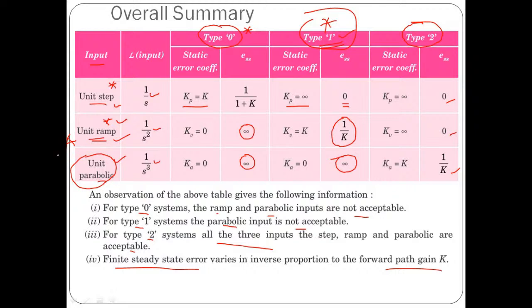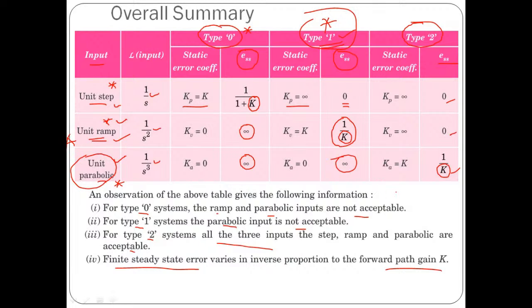That means K. See, in all the cases, if you see the expression for steady state error, for type 0 with unit step, it is 1 upon 1 plus K. So K is available in the denominator. In the same way, the expression for steady state error for a type 1 system with ramp input excitation is 1 upon K. Again, K is in the denominator. And for type 2, when you excite the system with unit parabolic, again the expression is 1 upon K. So K is available in the denominator.